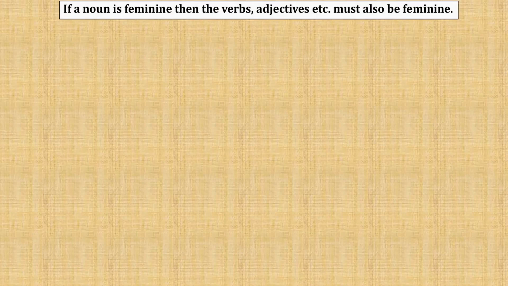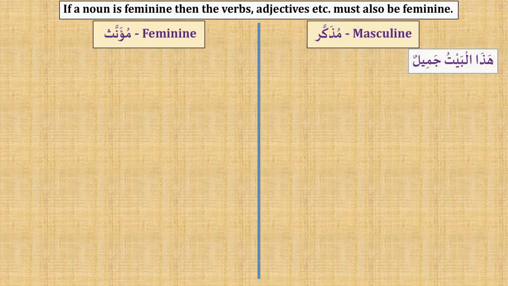Let's give examples in sentences of how we use these feminine nouns. If a noun is feminine, then the verbs, adjectives, etc. must also be feminine. Example: هذا البيت جميل. This house is beautiful. The noun al-baytu is masculine.